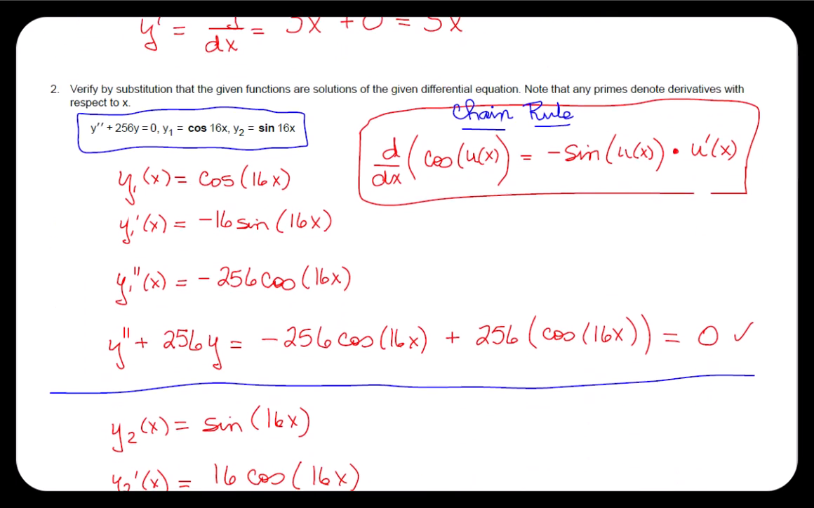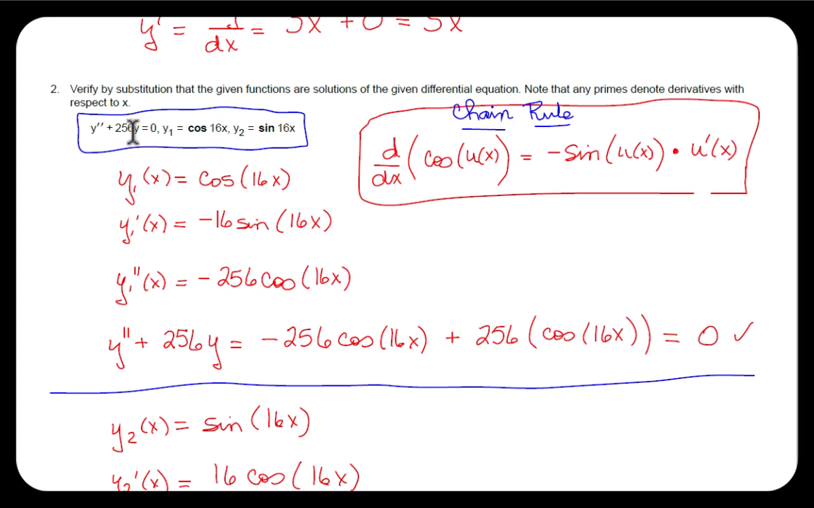In question 2, we have y double prime plus 256y equals 0. And they want us to verify that y1 and y2 are both solutions to this second order differential equation. So just to remind ourselves, we have a chain rule here. The derivative of the cosine of a function is minus sine of that function times the derivative of the stuff on the inside. So let's see, here's y1.